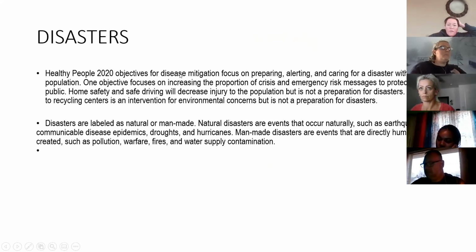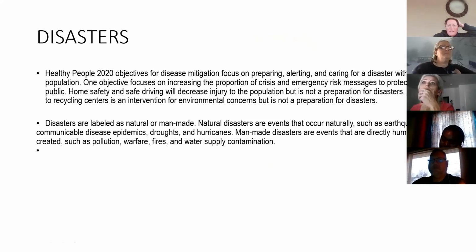Okay, so we look at before the disasters occur, we're going to see what we can do to help prepare for it, to help do an alert system, and we're going to have us focusing on emergency risk messages going to the public. Home safety and safe driving is nice, but has nothing to do with disasters. Access to recycling centers is lovely for the environment, but nothing to do with disasters, right?